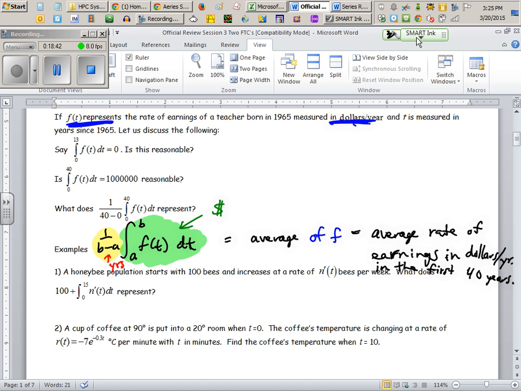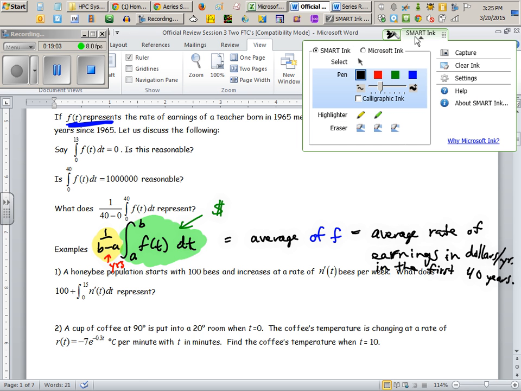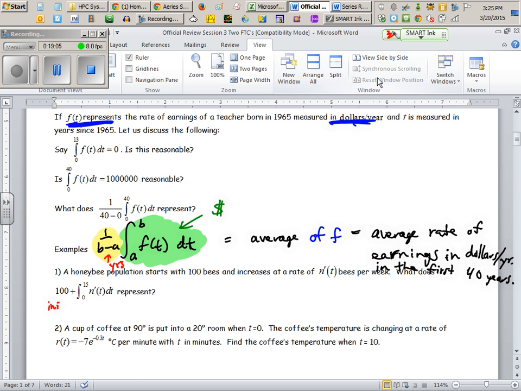Okay, a honeybee population starts with 100 bees. It increases at a rate of r prime. What does 100 plus the integral from 0 to 15 of r prime represent? Final what? Population. Final population of the bees. Yes, so this is an example of what we saw up above. This is initial population, and you're adding on the integral of bees per week d week.